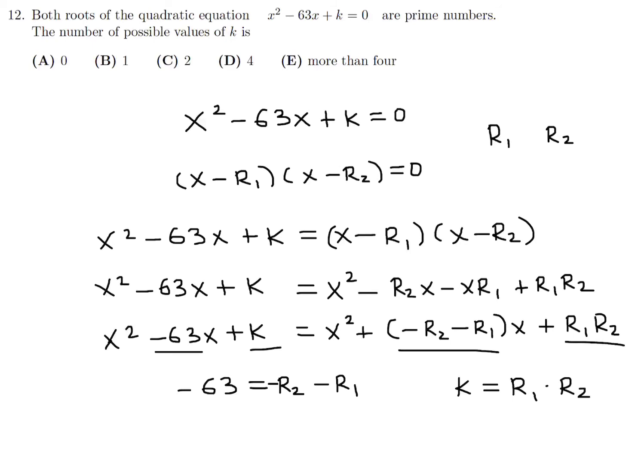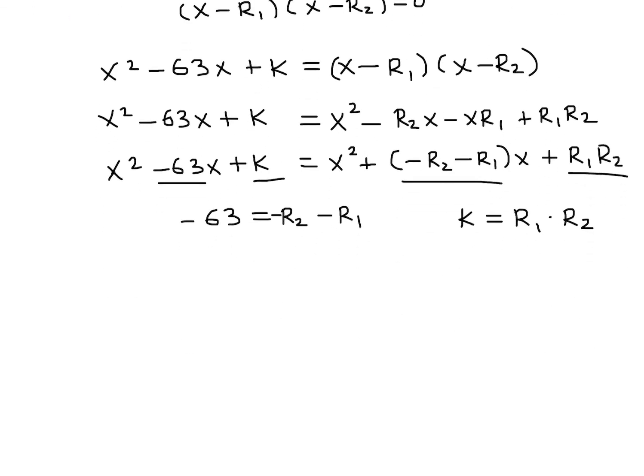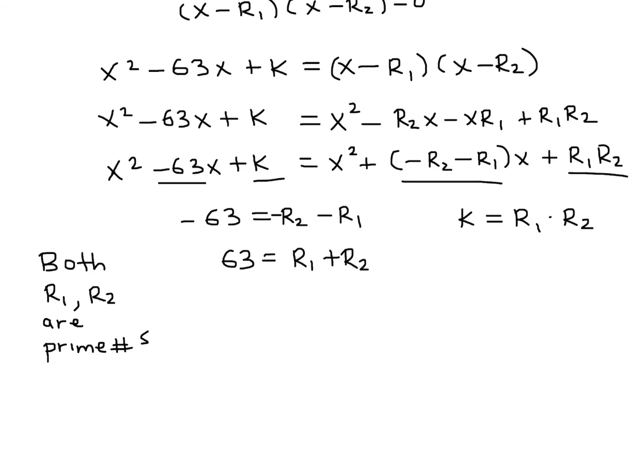But remember, both of the roots are prime numbers. So I'll write that in here. Both R1 and R2 are prime numbers. Now this first one here, if you get rid of the negatives, it'll be just R1 plus R2, and this one is fine the way it is. So we have to find two prime numbers that when added equals 63. Is that possible? Well, 2 and 61 would do it.